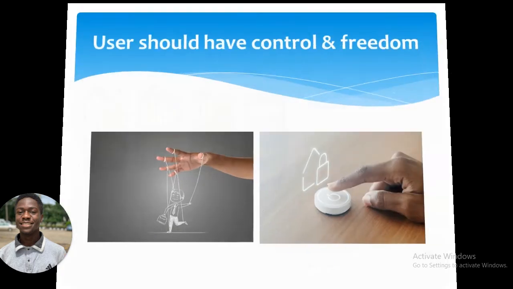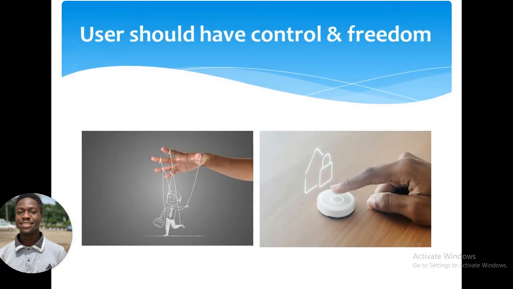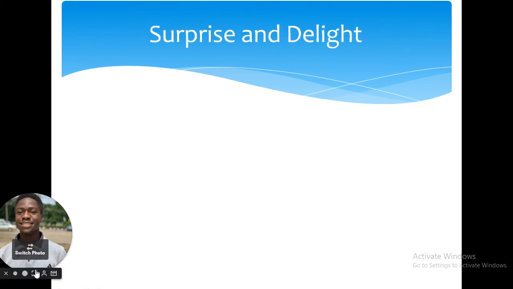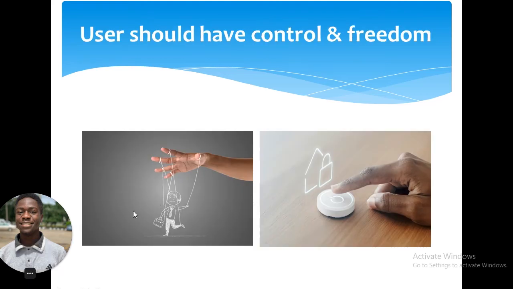Yeah, so the next one is that the user should have control and freedom. So like the example we have here, the user should not be a puppet. You should not have to control the user, and yes, the user will not have full control, but they should have ample freedom.